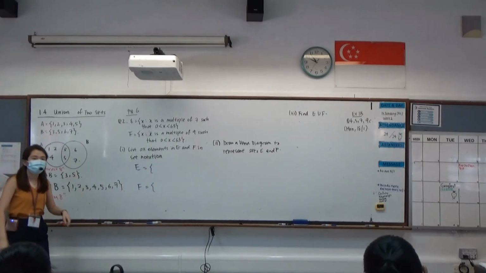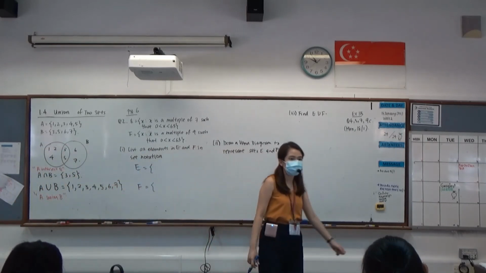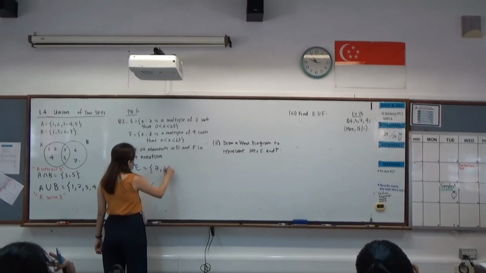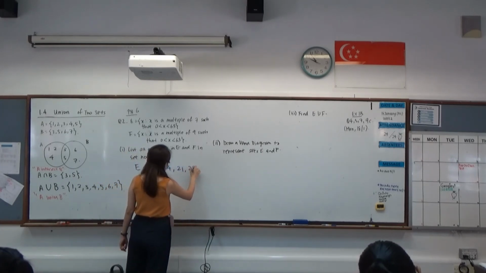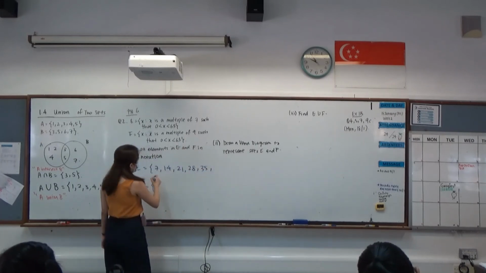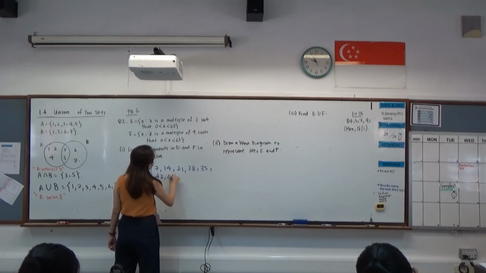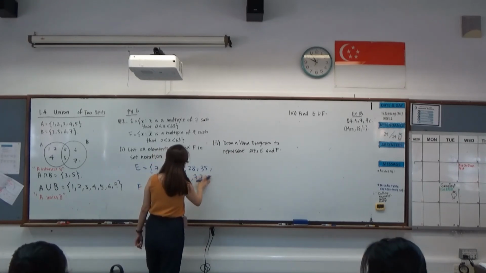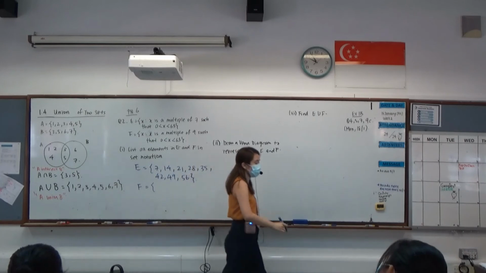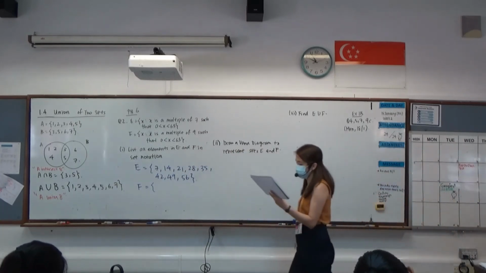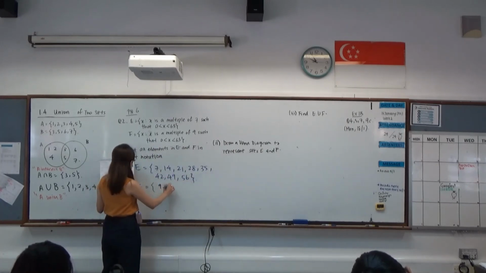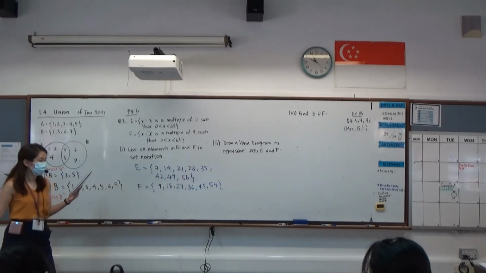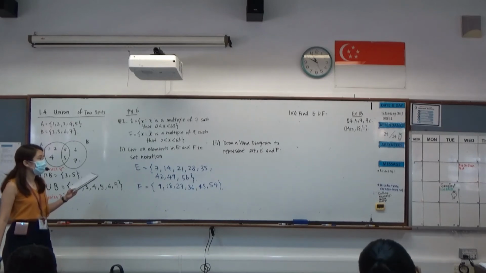So what are the elements in E and F? What are the elements in E? Shami? Okay, very good. 21, 28, 35, 42, 49, 56, 63. Then in your set F itself, I believe you all know it, all the way from 9 to 54, right?